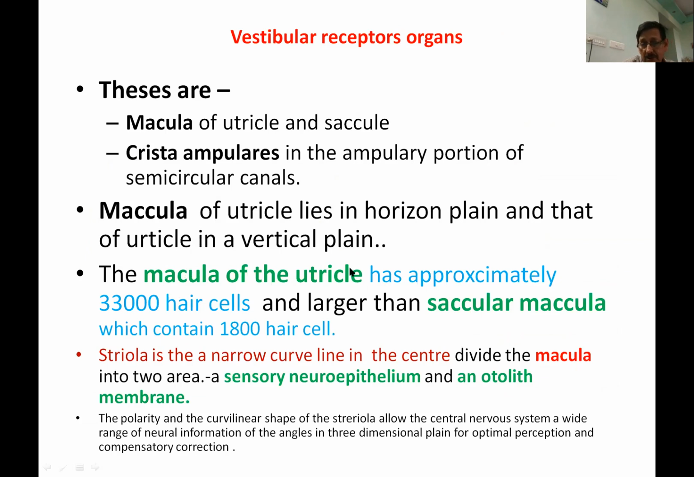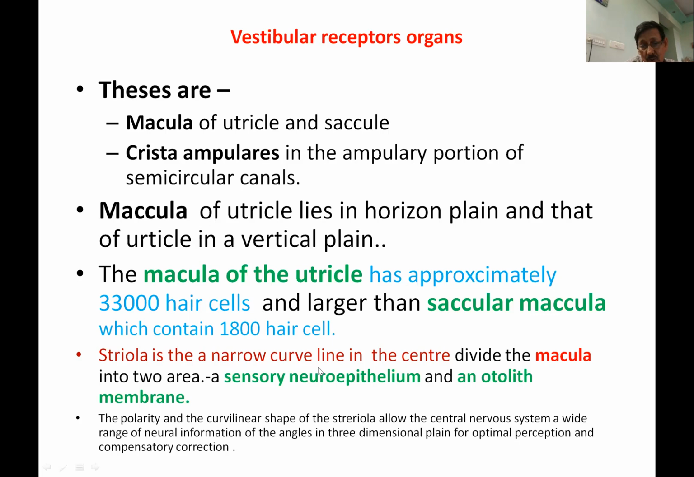The macula of the utricle has approximately 3,000 hair cells, larger than the saccular macula, which has only about 1,800 hair cells. So the macula of the utricle is larger in size as well as larger in cell concentration.